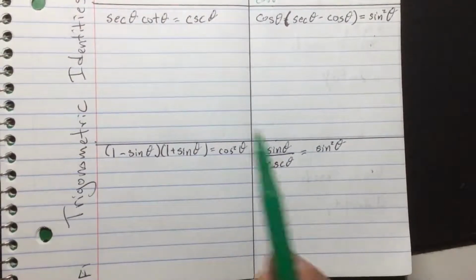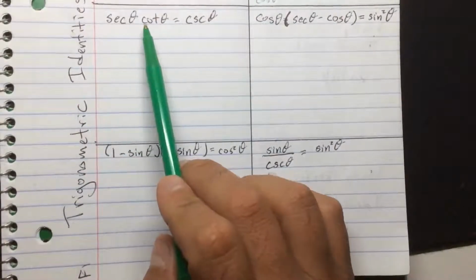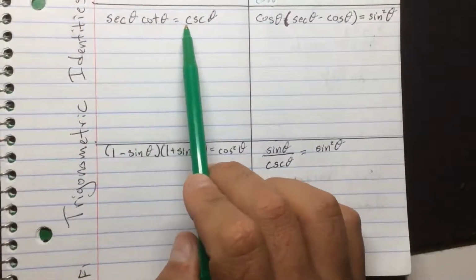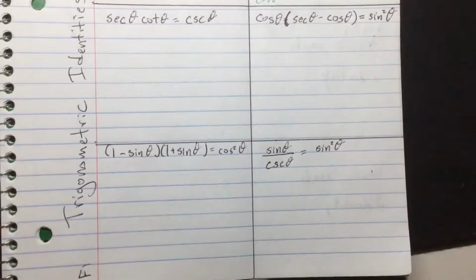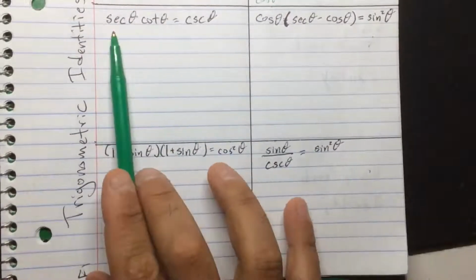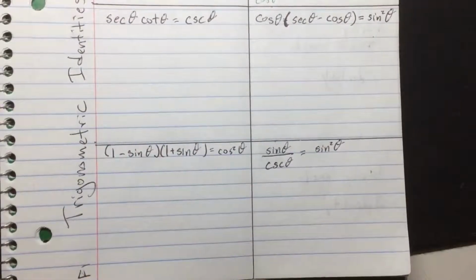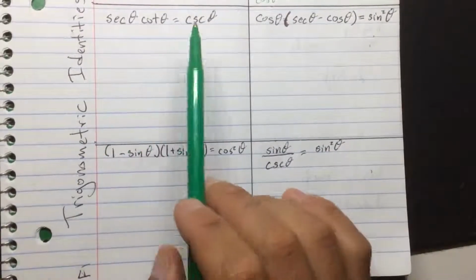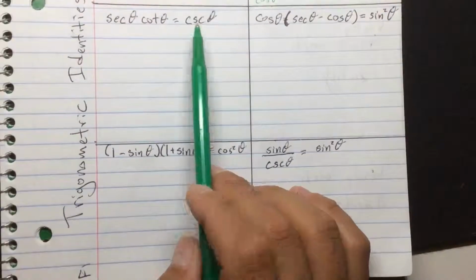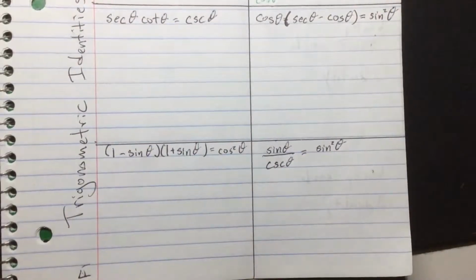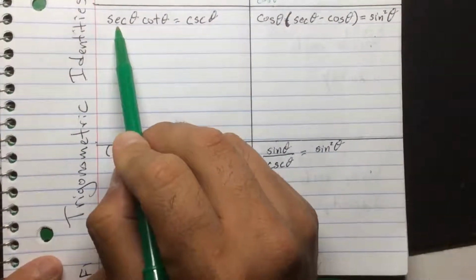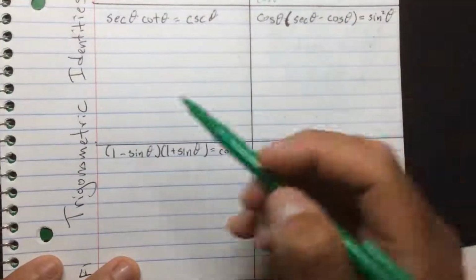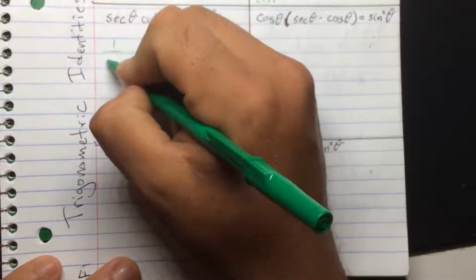So, for this one, we have secant theta times cotangent theta is equal to cosecant theta. Once again, we're going to break everything down on the left side into sine and cosine, and then make sure it actually verifies to equal the right side, which is our cosecant theta. Secant theta, if we look back at the chart up on top, is equal to 1 over cosine theta.